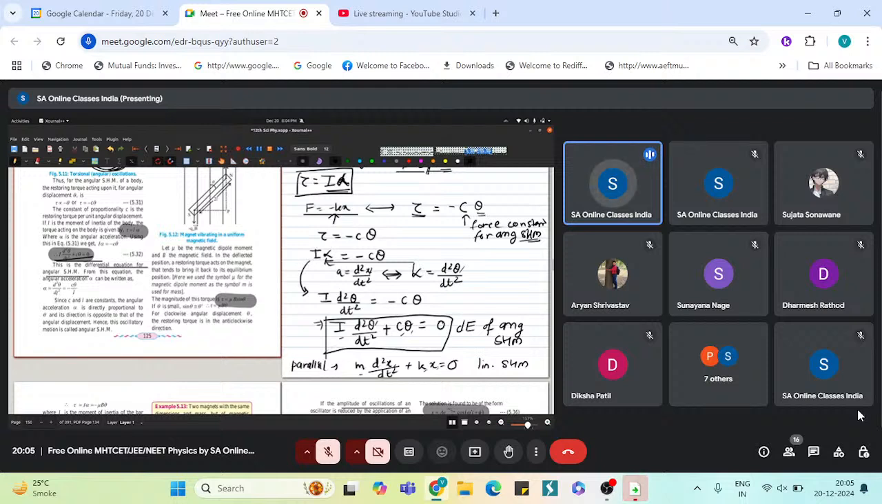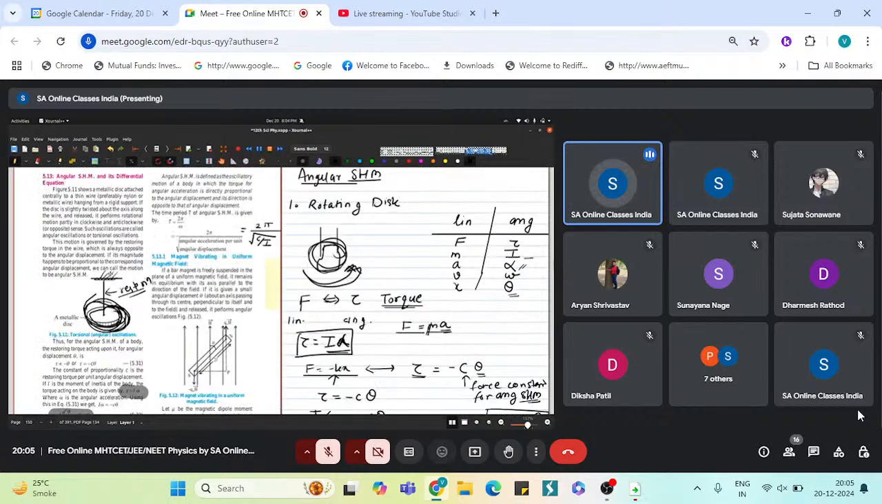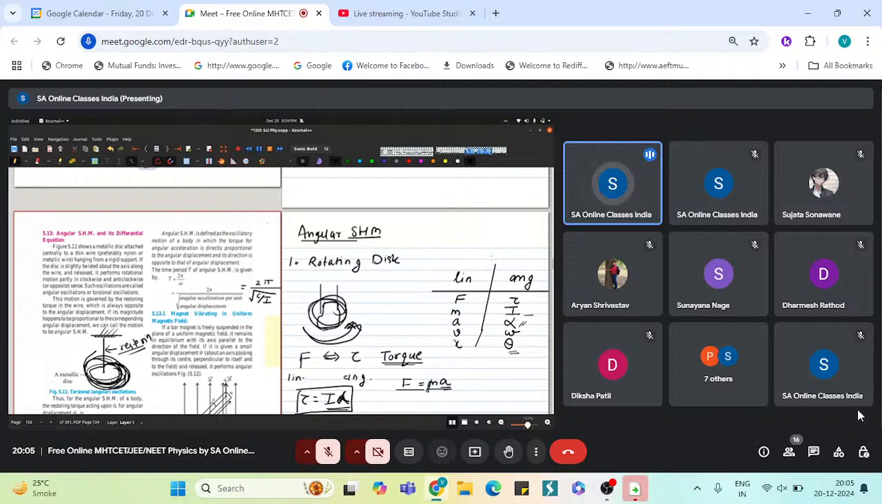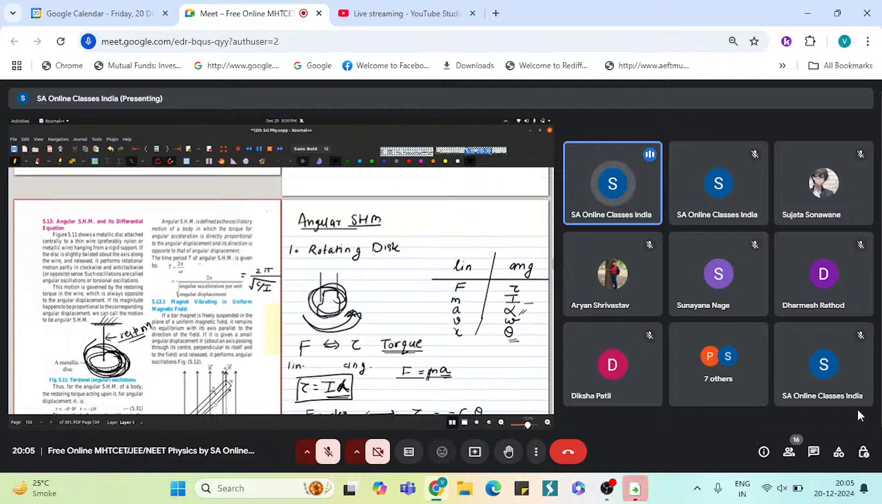And then from here we can write alpha as minus c theta by I. So from here we can write alpha is equal to minus c theta divided by I. Okay, this is another thing. And now we can also find the time period of this thing.